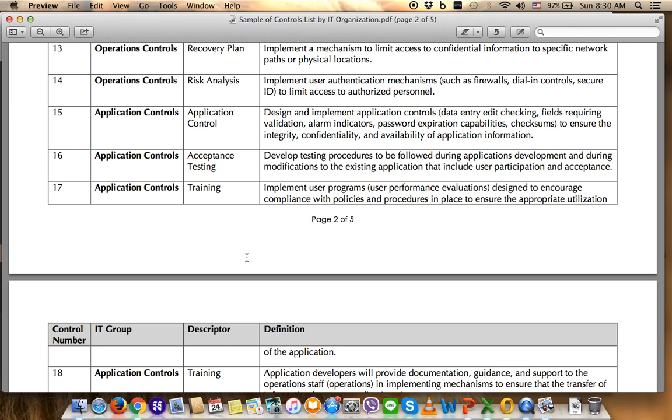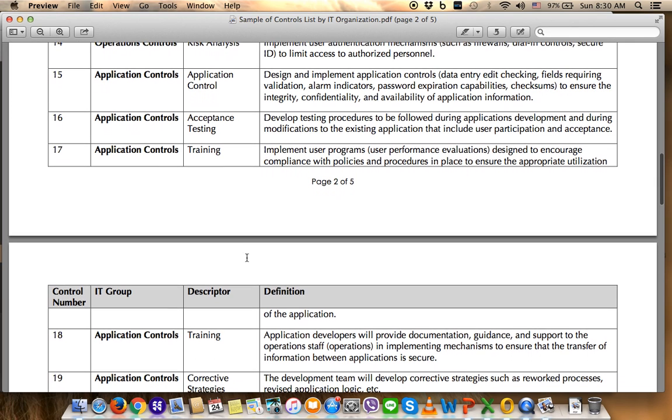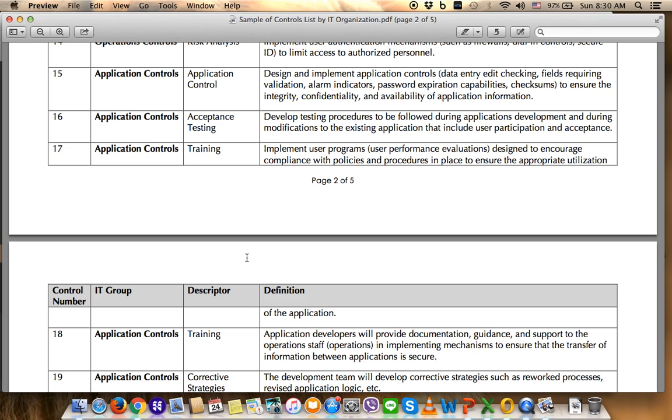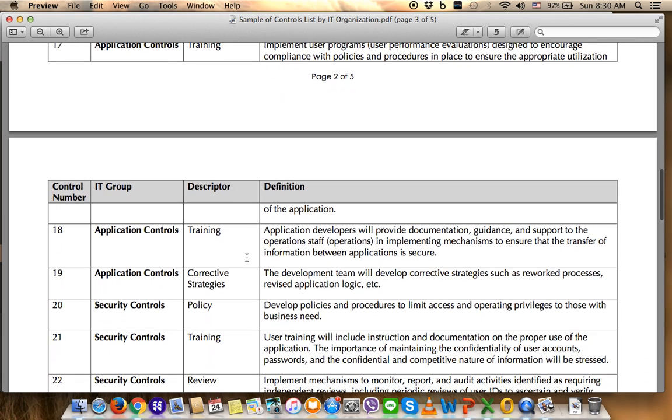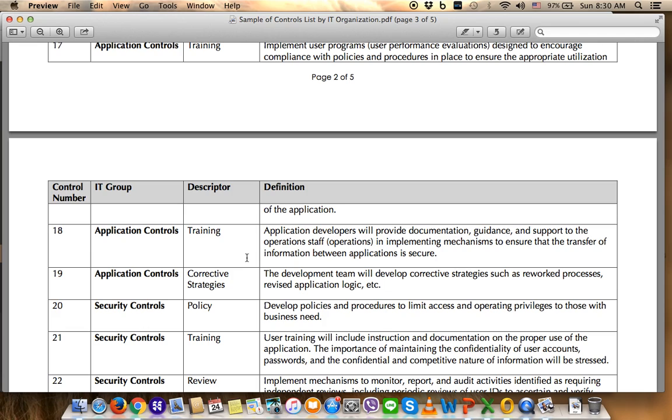So the next is training. The training on the application control is purposely to implement the user program designed to encourage the compliance with policy and procedure in place to ensure the appropriate utilization of the application. So the next is the application developer will provide the documentation, guidance, support to the operation staff in implementing mechanism to ensure that the transfer of the information between applications is secure.